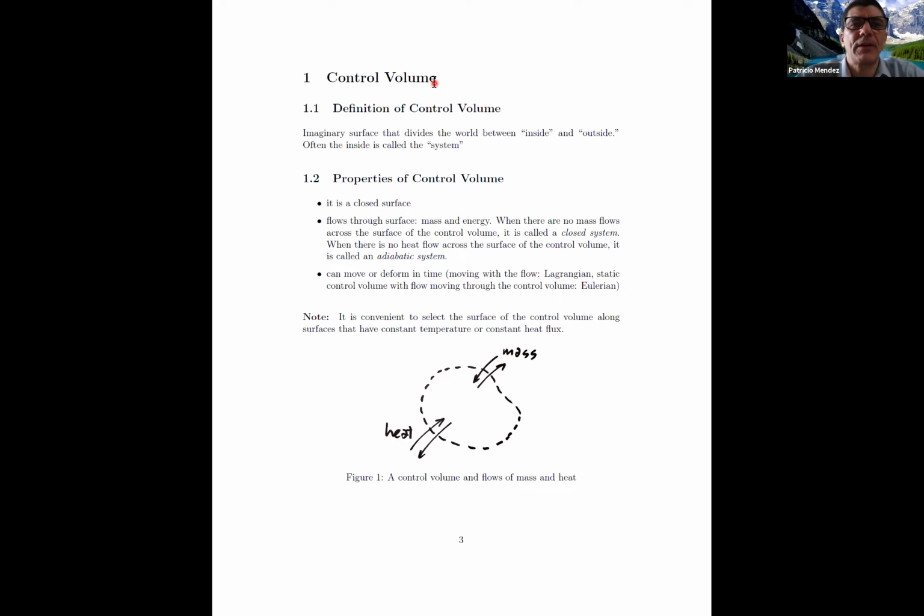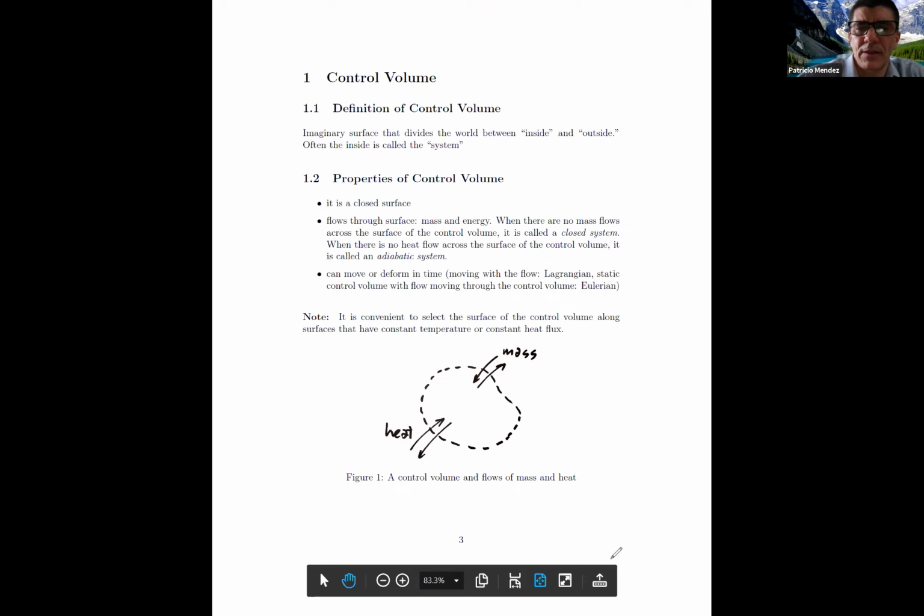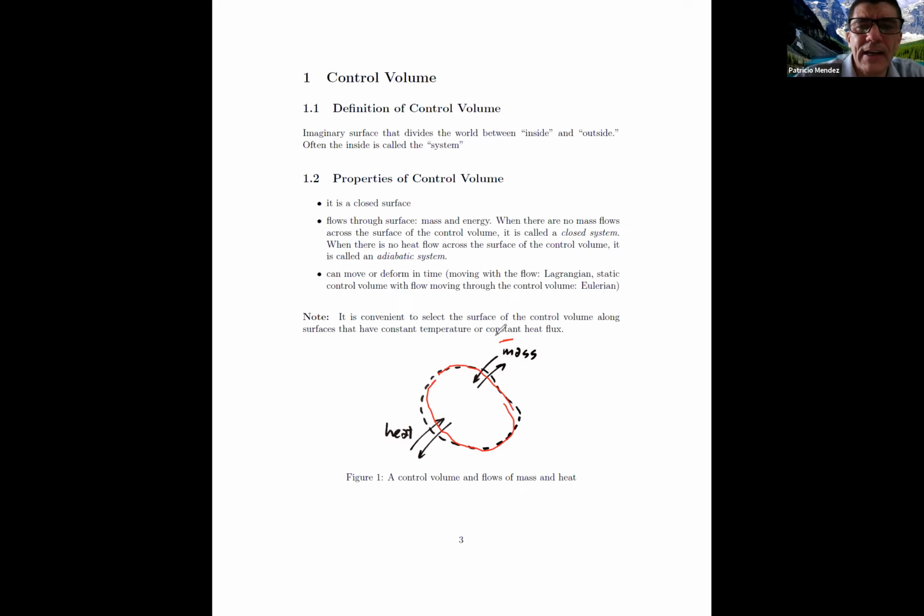What are the properties of a control volume? It is a closed surface, right? Even open systems have a closed control volume. So a control volume is always closed. And through this surface that you see here, you have a flow of mass that can come in or out, and a flow of heat that can come in or out.